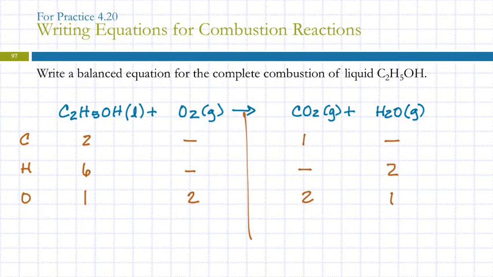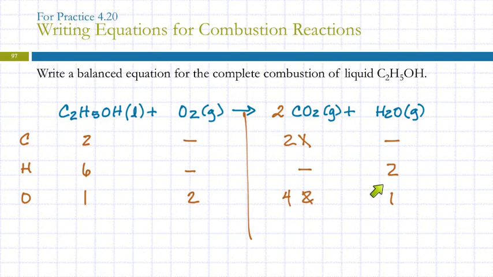Now we're going to look at our totals here and see how things work out. So we'll do carbon first. Here I've got 2 carbons on the left side and only 1 on the right. So I'll need to put a 2 in front of the CO2. That will change all of the numbers underneath, because in 2 CO2s, now I've got 2 carbons and I've got 4 oxygens. So carbon is balanced.